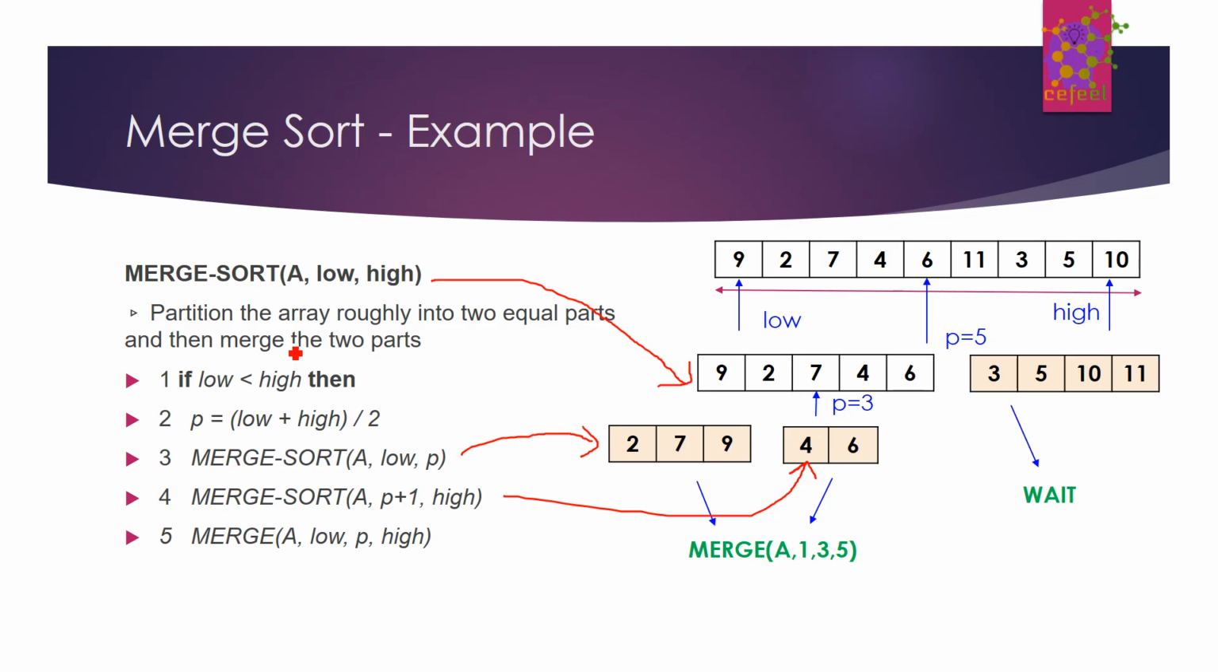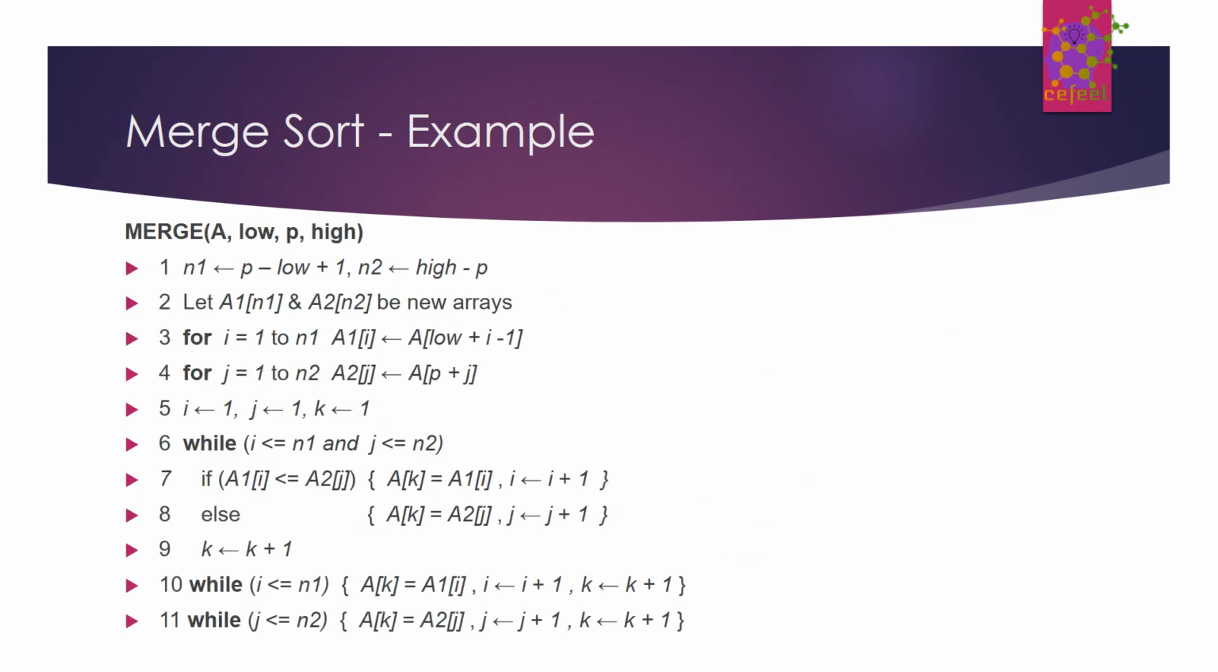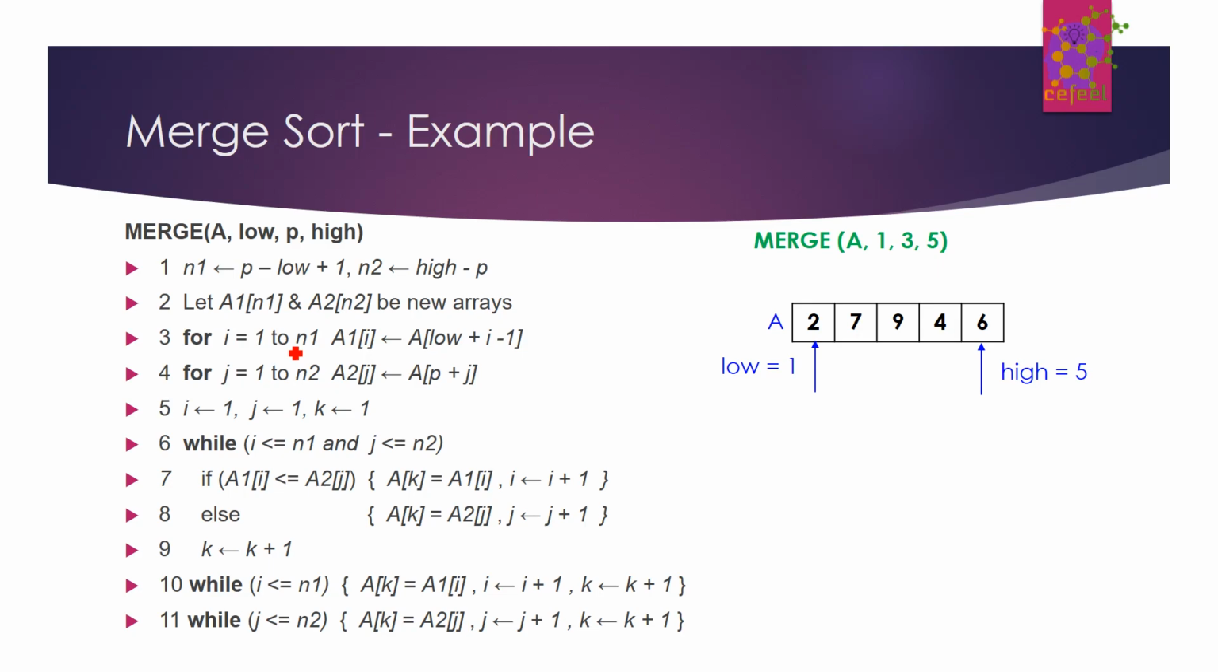Alright, now let's see A135, merge A135. Now similarly merge A135, this has 5 elements, which means we have 3 on the left side and 2 on the right side. P points to 3, P is 3. So if we calculate, in this case we will have N1 as 3 elements and N2 as 2 elements if we put those values there.